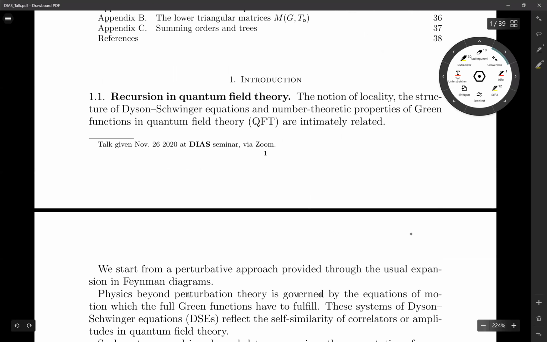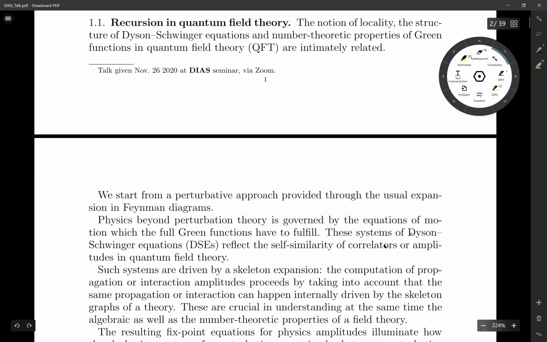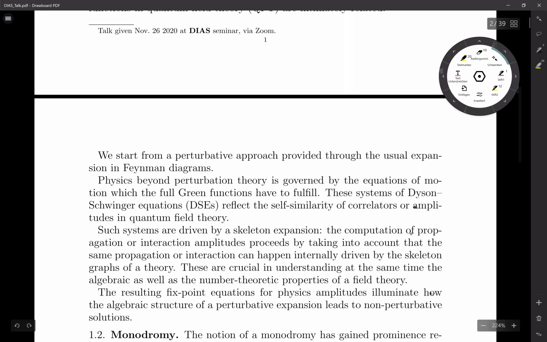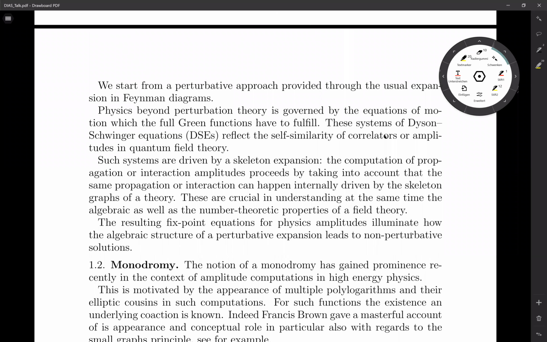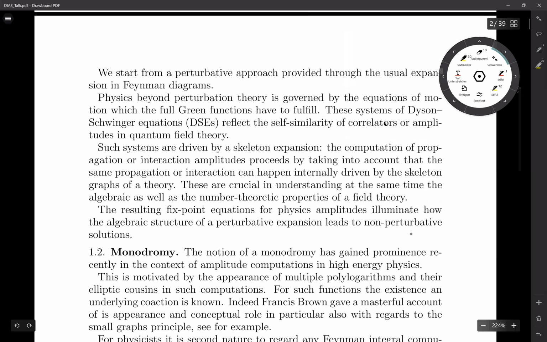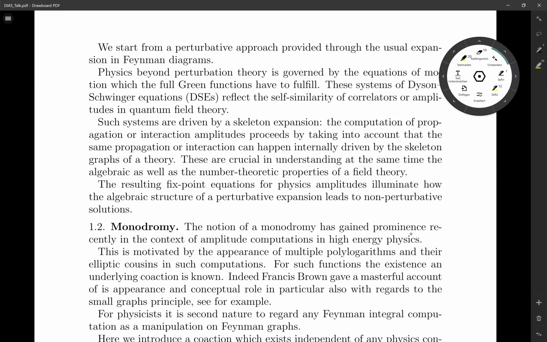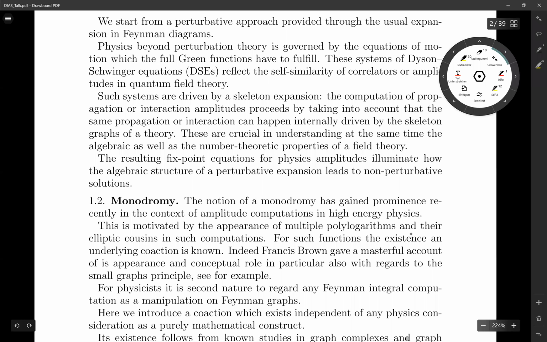So let's start with recursion in quantum field theory. To go there, we look at the perturbative approach, so simple Feynman diagrams at the end of the day. And Feynman diagrams typically fulfill, as a series of diagrams, equations of motion. So you have a green function, which is an infinite series over diagrams. You don't worry at the start too much if this is a convergent series or not. Eventually you have to. And these infinite series over diagrams fulfill recursive equations, known as Dyson-Schwinger equations. They are 60, 70 years old.